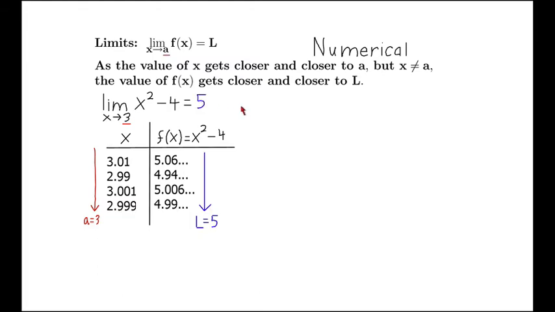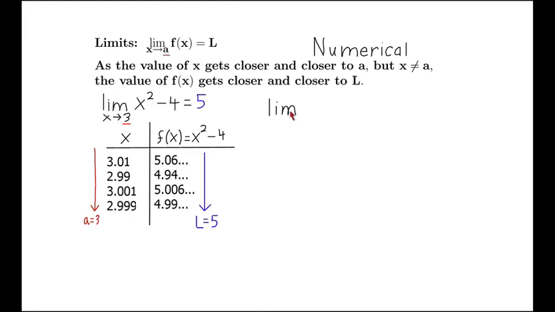Of course, in this case, it would have been simple enough to tell the answer just by substituting in 3, getting 3 squared minus 4, and coming up with 5. So let's look at a more complicated example so we can figure out better what this x not equal to a business in our description is all about.